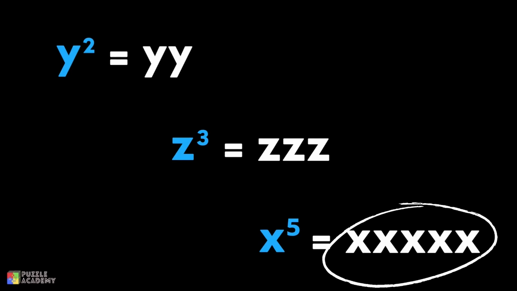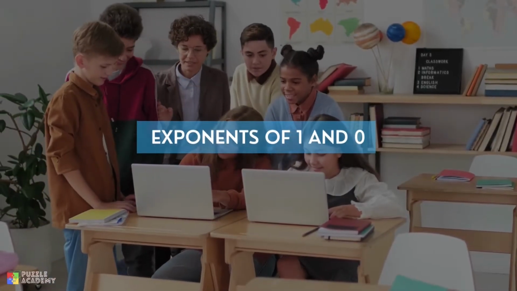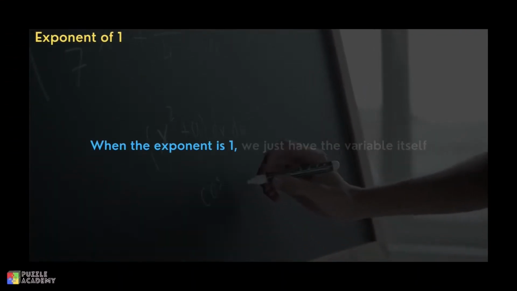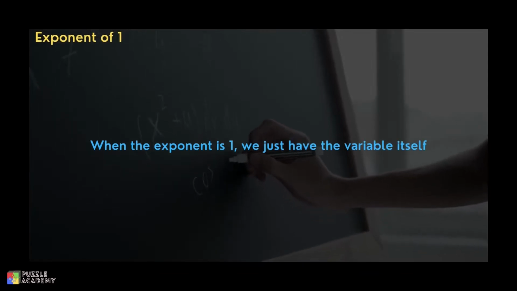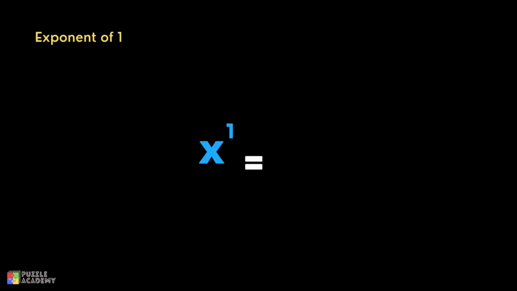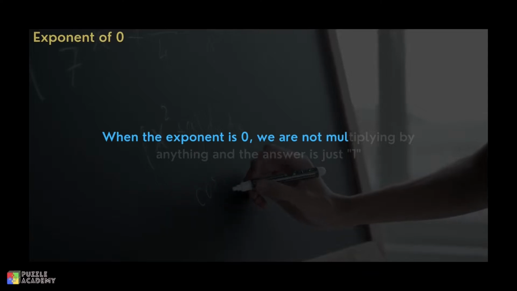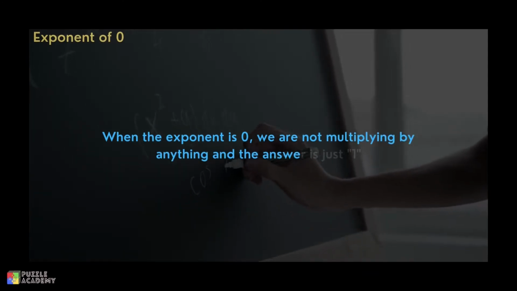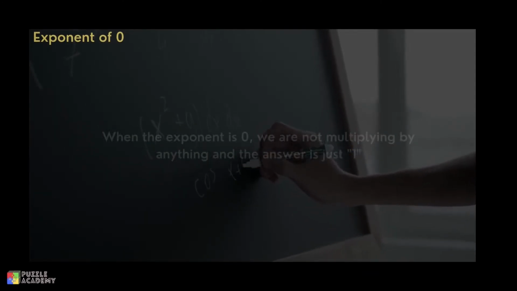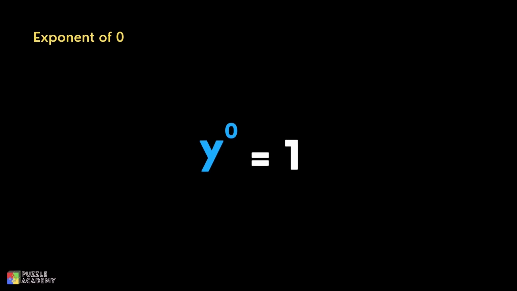Moving on, we have exponents of 1 and 0. When the exponent is 1, we just have the variable itself. For example, x raised to 1 is x. We usually don't write the 1, but it sometimes helps to remember that x is also x raised to 1. And when the exponent is 0, we are not multiplying by anything and the answer is just 1. For example, y raised to 0 is equal to 1.